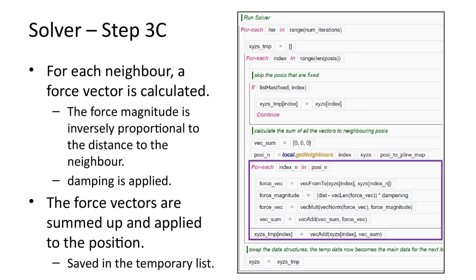The last set of statements inside the body of the solver loop create the modified XYZ coordinates. For each neighbor, a force vector is created. The magnitude of the force vector is inversely proportional to the distance to the neighbor. So neighbors that are close exert a greater attractive force than those that are further away. The damping factor is also applied, thereby ensuring that the movement of the positions is not excessive. The force vectors for all the neighbors are added up, creating a final cumulative force vector. This vector is then used to generate modified XYZ coordinates of the position. These coordinates are saved in the temporary list.